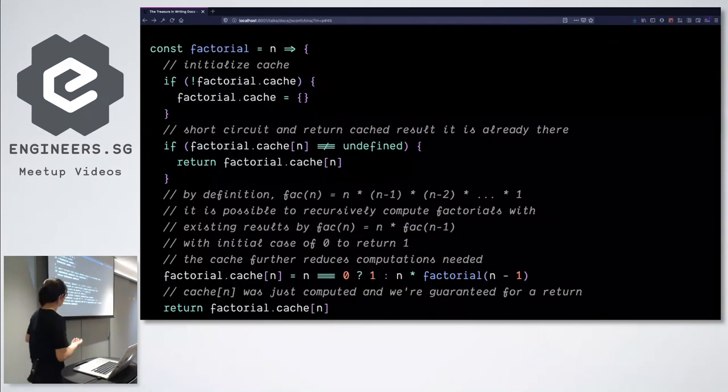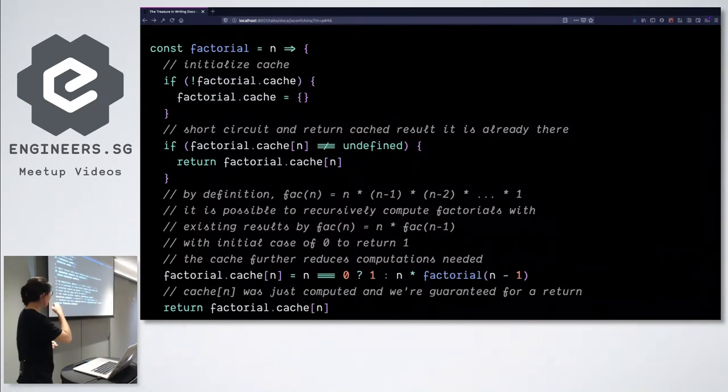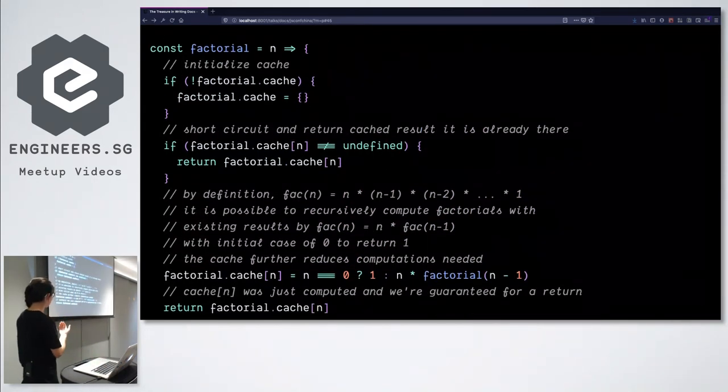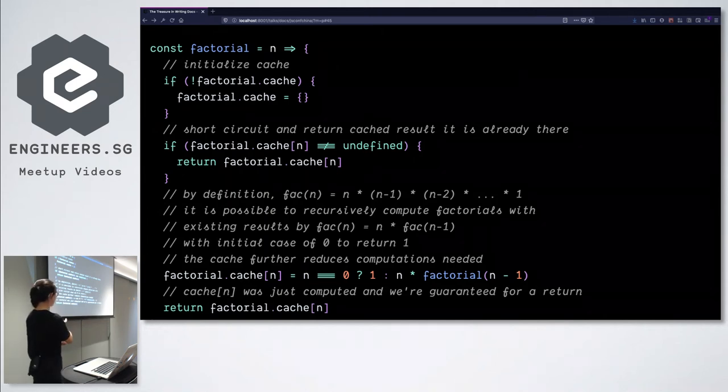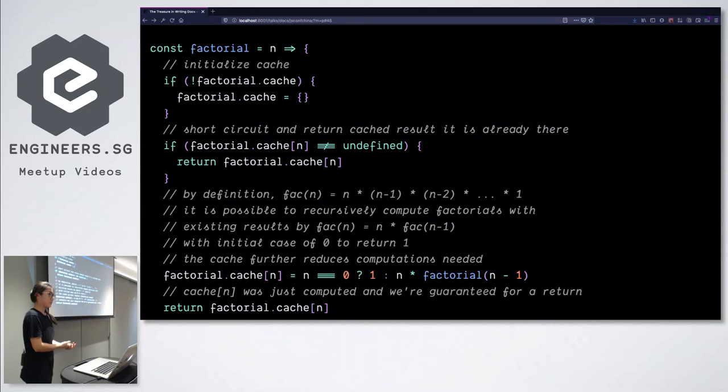Let's try another one. Try to read this as a user, as a reader. To begin with, you read "initialize cache", and in your brain, you'll comprehend that the task we're doing is to initialize, and you will actually know what you want to do when you initialize something. And then we say "short circuit", and now you know that what we're doing here is to return early.